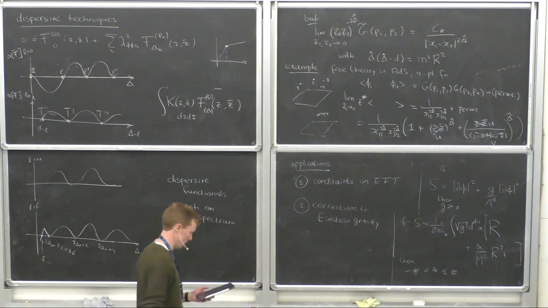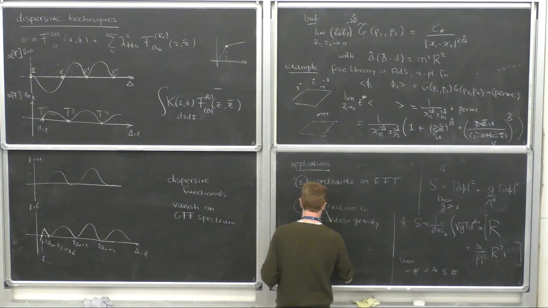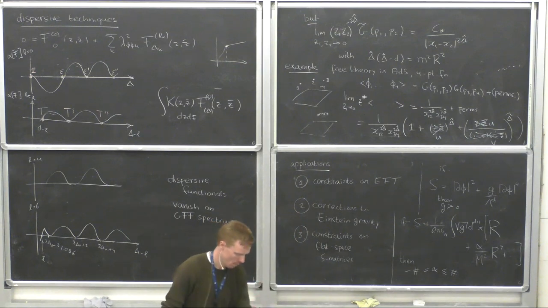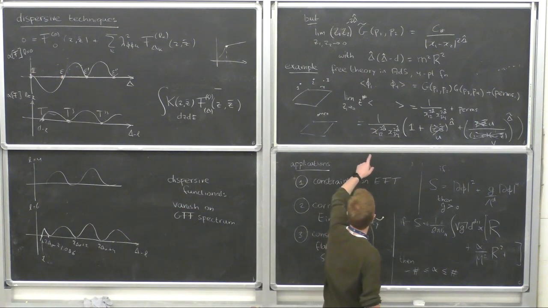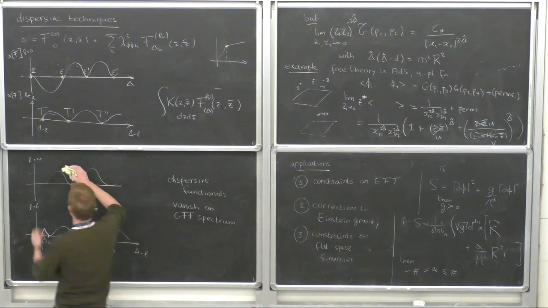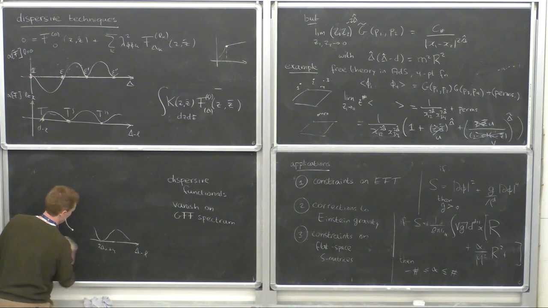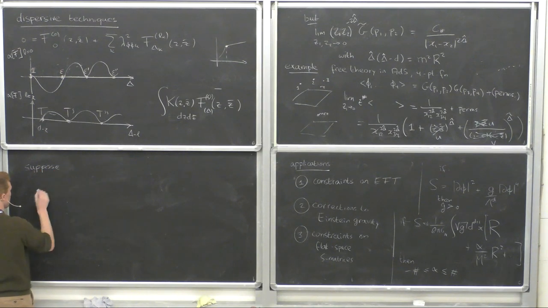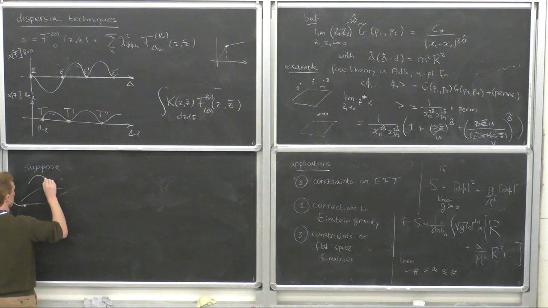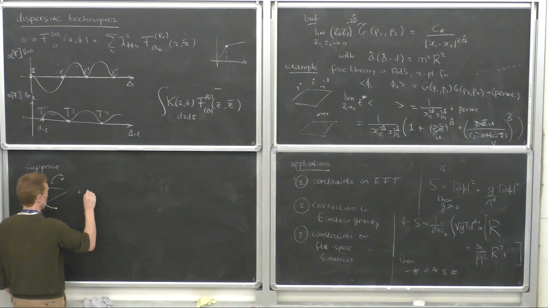And lastly, you can get some constraints on flat space S matrices. So here, what you want to do is to make the following picture. You suppose that your theory in AdS is something like this. It's the free solution plus permutations.